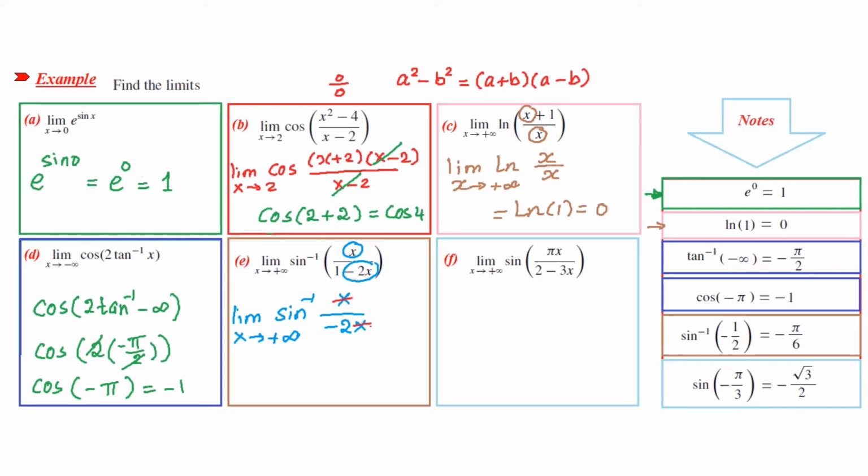when you cancel this one with this one, negative 1 over 2. So we have sine inverse of negative 1 over 2. What is the angle that has the sine of negative 1 over 2? This angle is negative pi over 6.